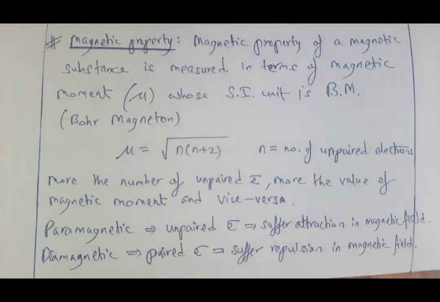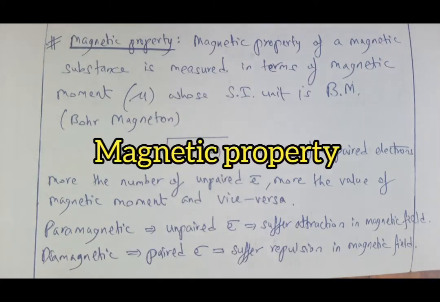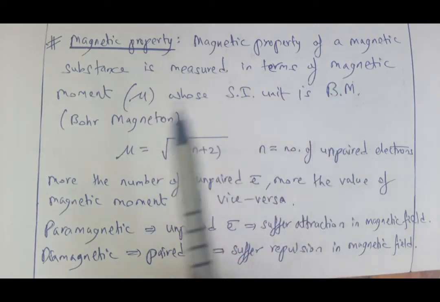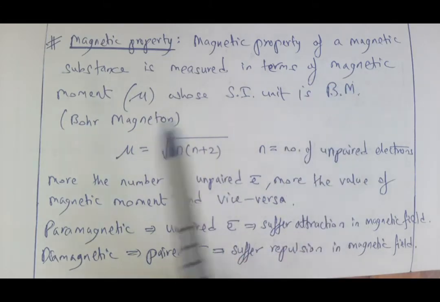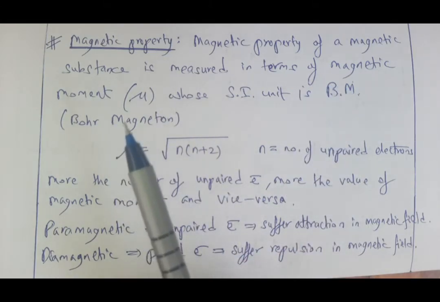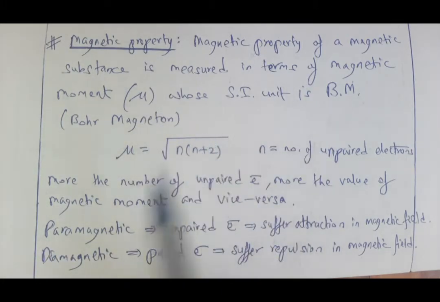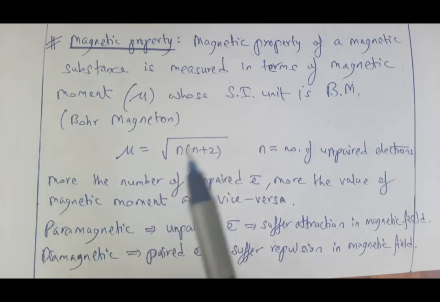Hello students, in this video we are going to learn about the magnetic property of d block elements. Do remember, the magnetic property of a magnetic substance is measured in terms of magnetic moment. I've said a little bit about this in the chapter called solid state also.